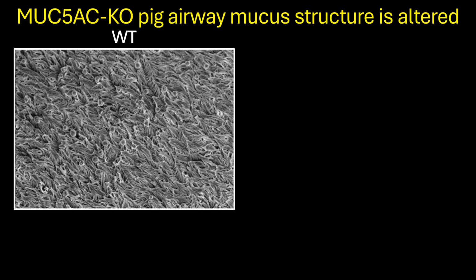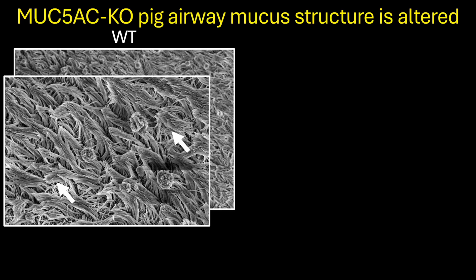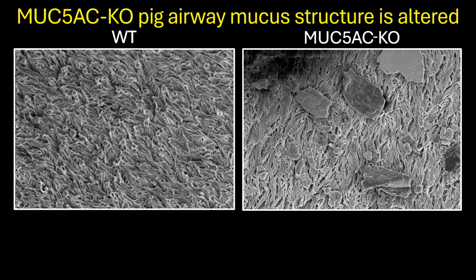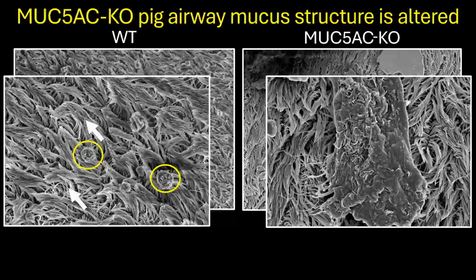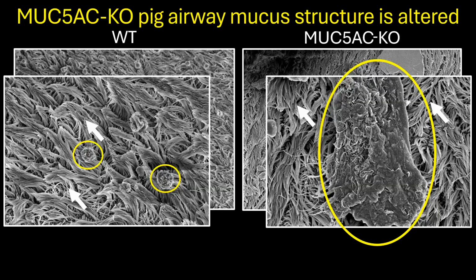We use scanning electron microscopy looking at the tracheal surface. And if I zoom in on a wild-type pig trachea, you can see with the white arrows, the hair-like projections of cilia extending into the lumen, and in the yellow circles, small, relatively uniform mucin granules. When we look at the MUC5AC knockout pig, however, we see something a little bit different. We see the presence of these large mucus rafts and also smaller yet more irregular mucus granules. If we take a closer look, again, we see cilia, the small hair-like projections, and we also see these mucus rafts, indicating that mucus structure in these pigs is different.